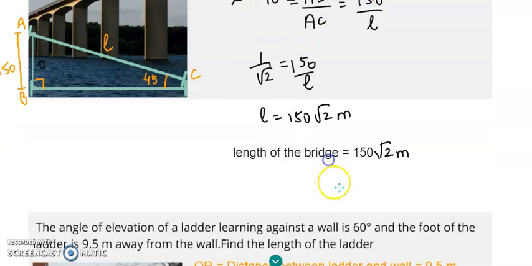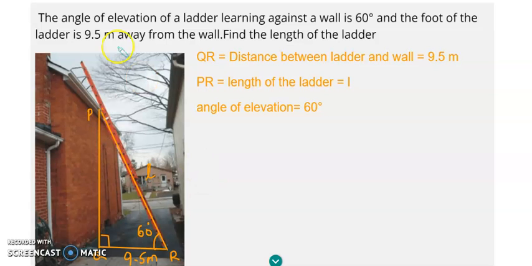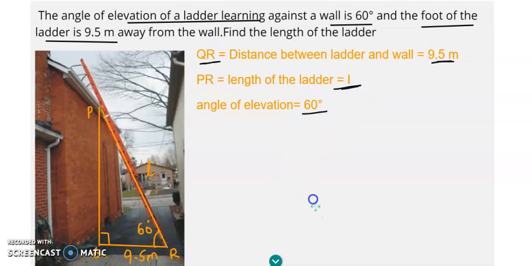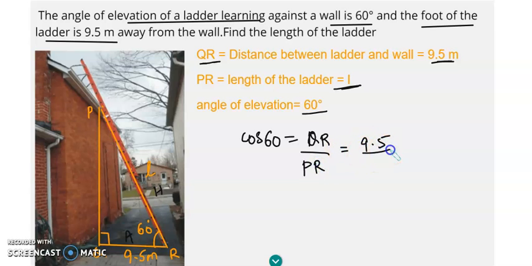Clear? Next question. Angle of elevation of the ladder is given, which is leaning against the wall at 60 degrees, and the foot of the ladder is 9.5 meter away. So as you can see here, QR is representing the distance between the ladder and the wall, which is 9.5 meter. We need to find the length of the ladder, which is represented by L, that is PR, and angle of elevation is 60. So if we look into this picture, the adjacent side and the hypotenuse. Adjacent side means cos.